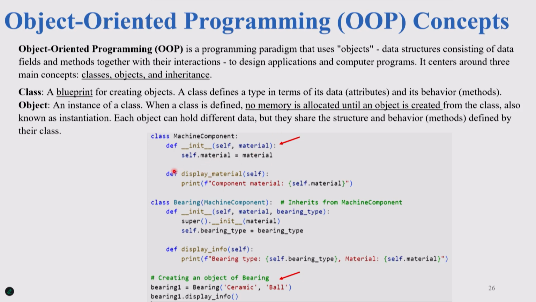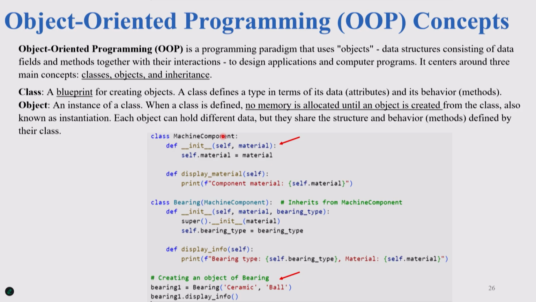Now there can be a function called def, which is display material. Now you'll ask about self. Self is kind of the object, you see. So self becomes the template of this. So you can have multiple types of material stored in this format.